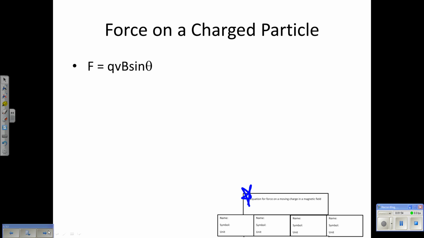Okay, so this is our full equation. We're going to break it down to all the little components. Okay, so this goes in the first box. Now, in the second little box, we're breaking down all the components. So the name is charge. The symbol is Q, and the units are C, or coulombs. Okay, so that's our first variable in this equation.